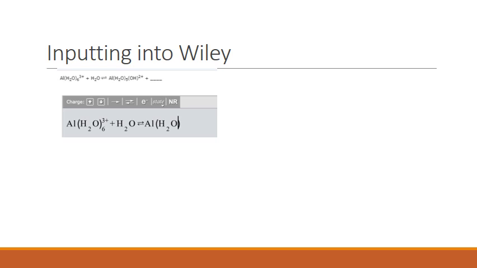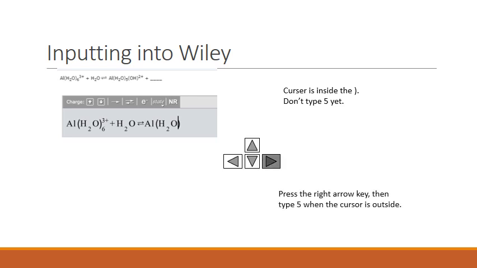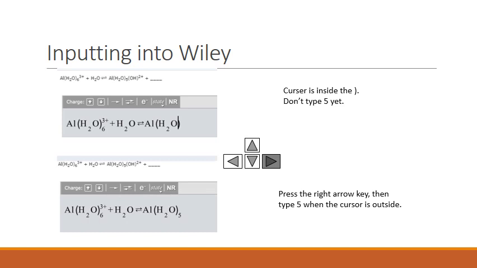Now we'll start typing our products. We've got our aluminum, we've got water. The cursor, once again, is inside the parentheses. Don't type your 5. Right arrow key. Now type the 5 when the cursor is outside.